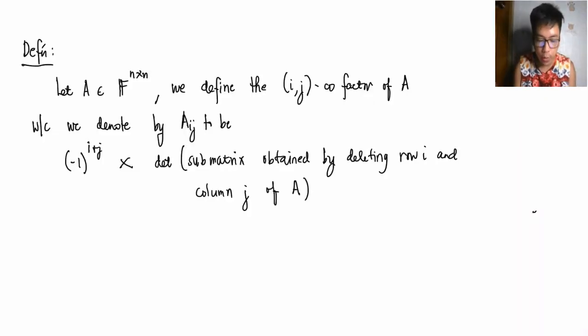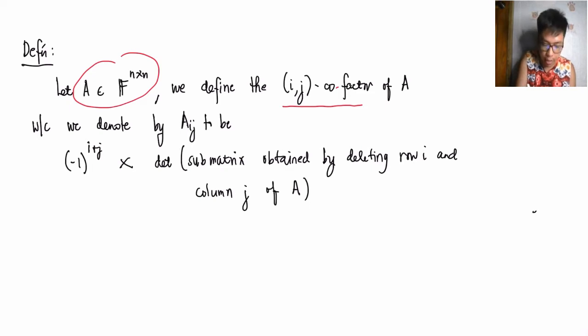So to start now, we will define the cofactor of a matrix. Given a matrix of size n by n, we define the ij cofactor of A, which we denote by a symbol, to be (-1)^(i+j) times the determinant of the submatrix obtained by deleting row i and column j of A.